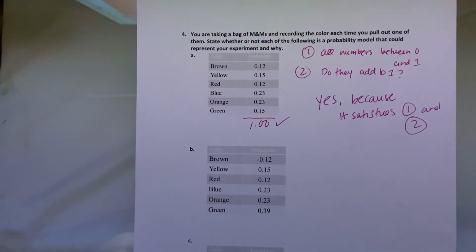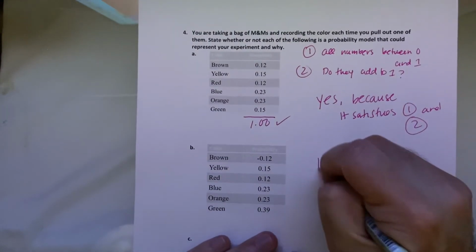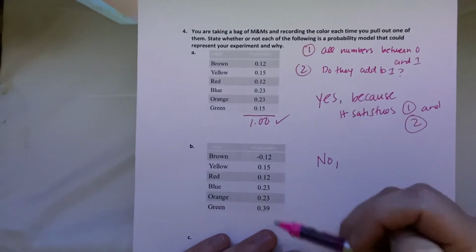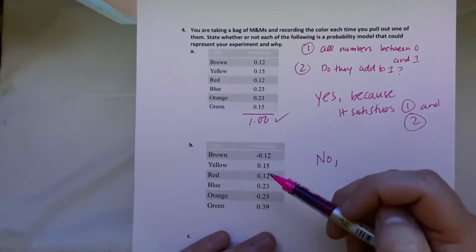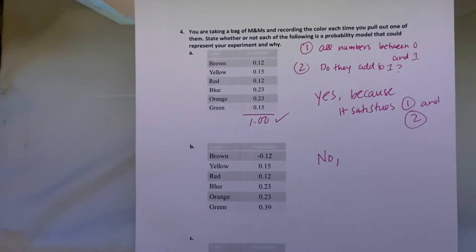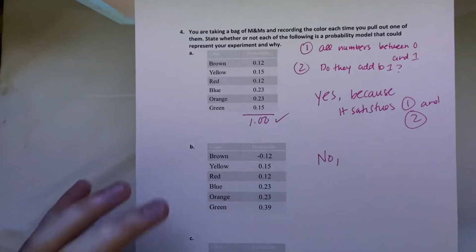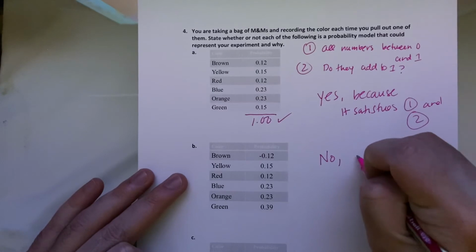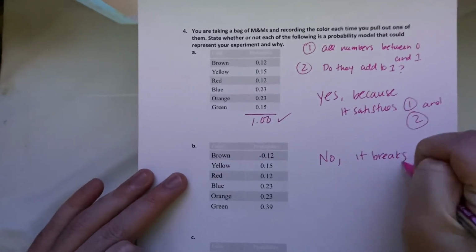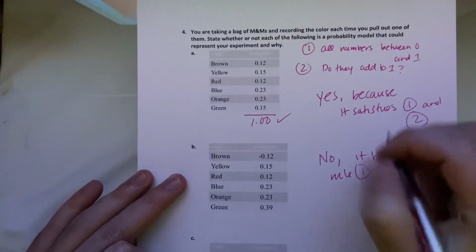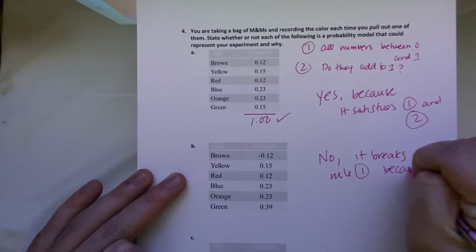What about B? Could it be a solution? Just looking at it right off the bat, what do we notice here? Brown has a negative 0.12 chance of occurring. That means over the long haul, if you drew out a bunch of M&Ms, out of every 100 M&Ms, you would draw negative 12 brown M&Ms, which doesn't make any sense unless you're putting brown M&Ms back in the bag while you're doing this. No, it breaks rule 1 because brown has a negative probability.